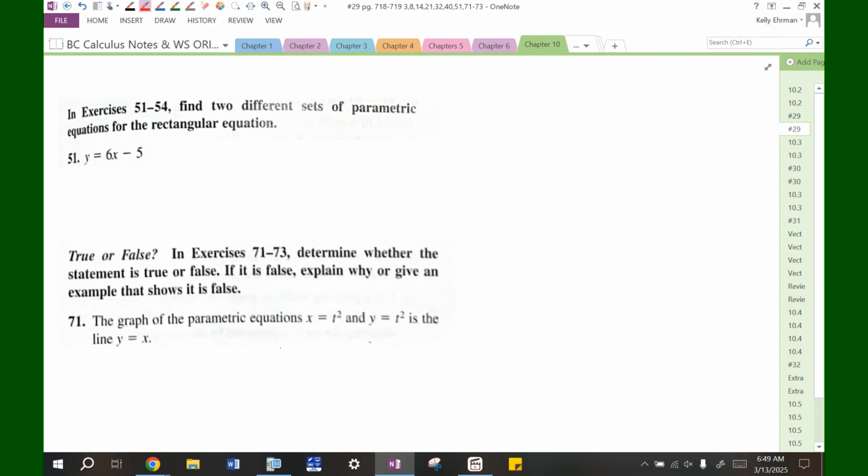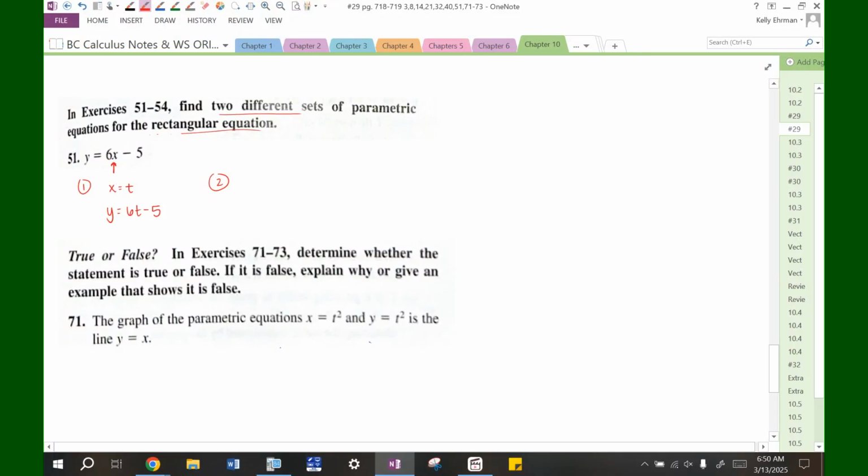Find two different sets of parametric equations for the rectangular equation. So this is kind of weird. I'm not really doing anything very exciting here, but a parametric equation is basically just thinking of something you can set x equal to and then making y equal to that expression. For example, the most basic one could be to let x be t. So x's parametric equation is t, and y's is just 6t minus 5, right? That would get me y equals 6x minus 5, and it would generate a graph that has the same line.